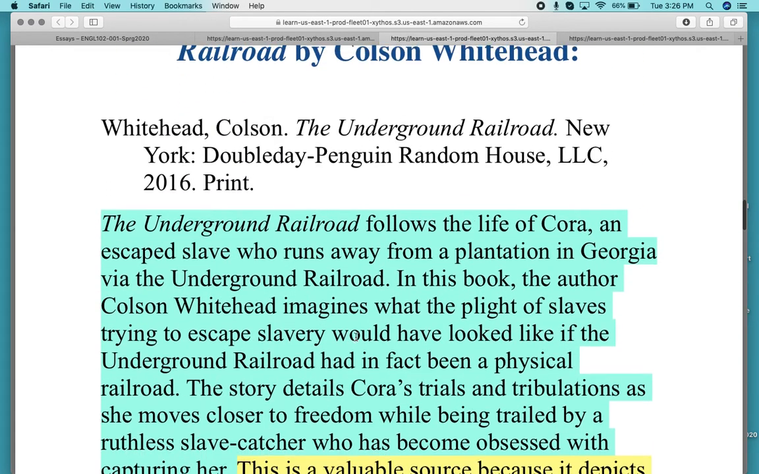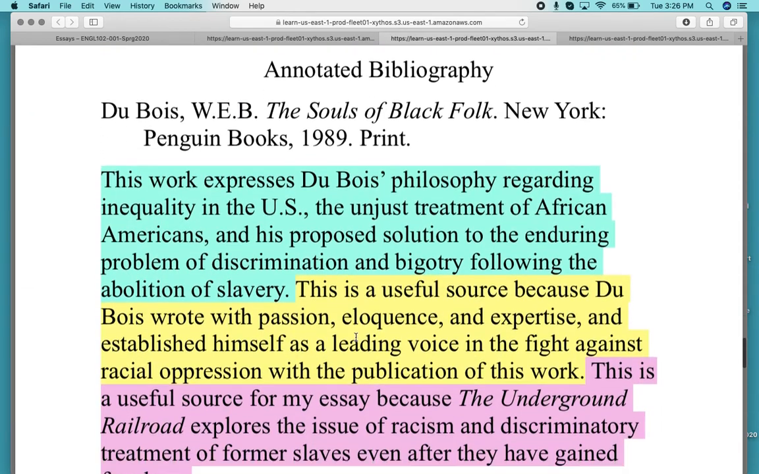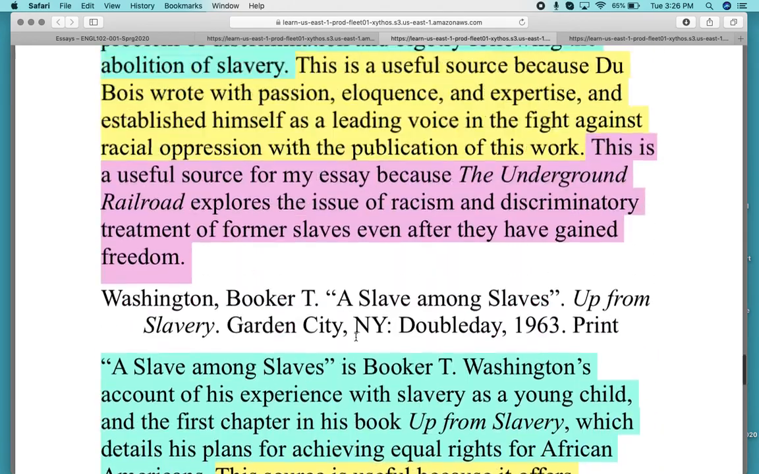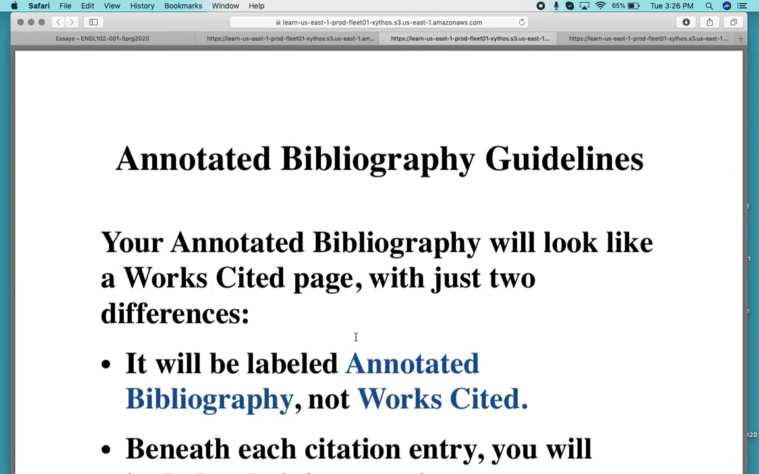And then I have my sample annotations. Just a few different sample annotations that you're welcome to take a look at and model your annotations off of. Okay, I think that's it for now.